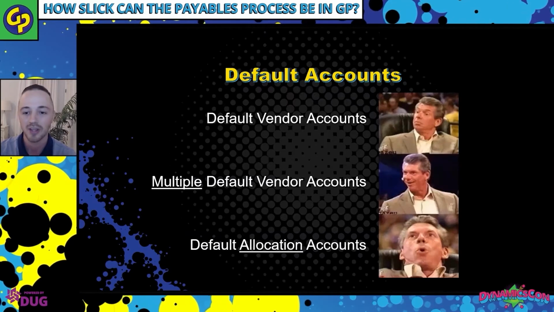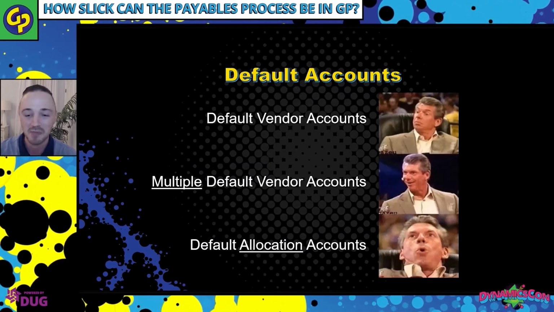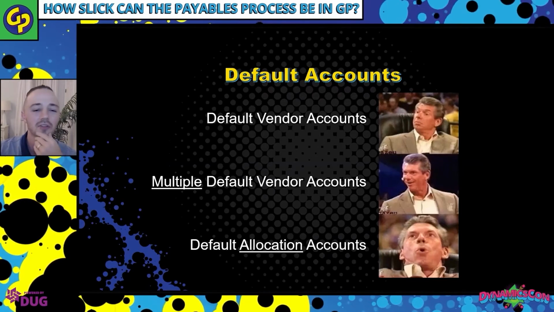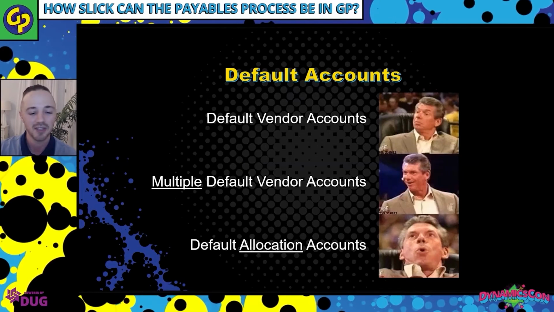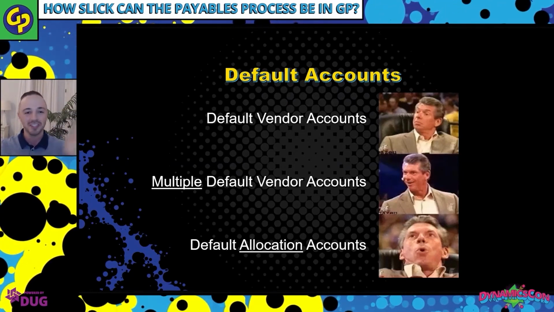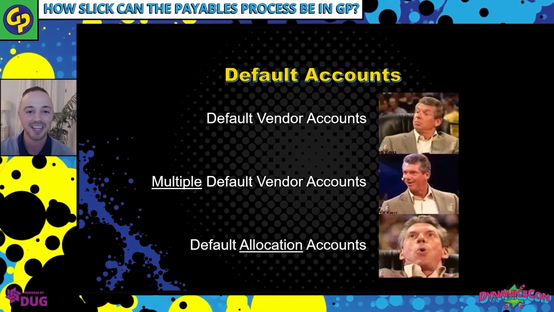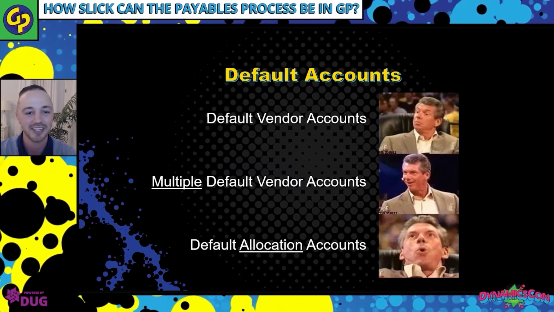Yeah, we get it. So if there's any meme enthusiasts here, this is Vince McMahon, and he says, oh, you know what? Default accounts, that's pretty cool. Ooh, multiple default accounts. Wait a second, default allocation accounts? I love it. Default allocation accounts are the way to go. And we'll walk through all three different scenarios.